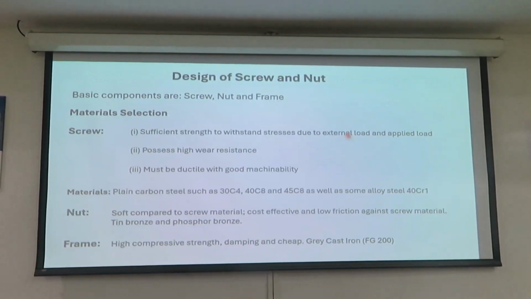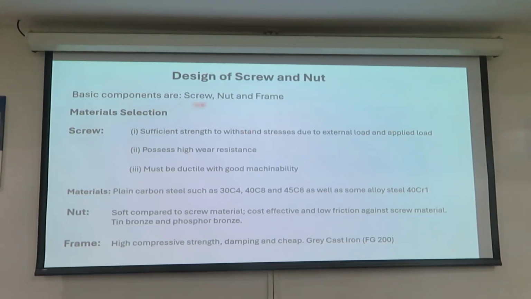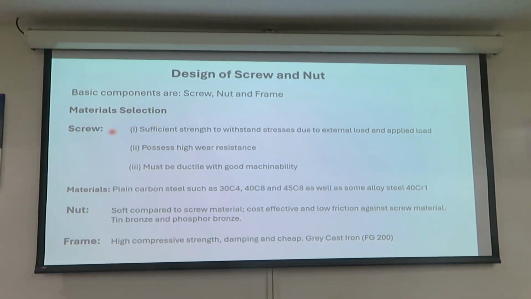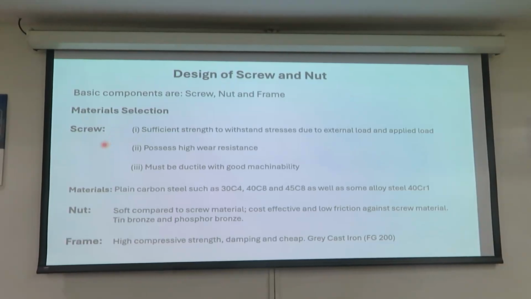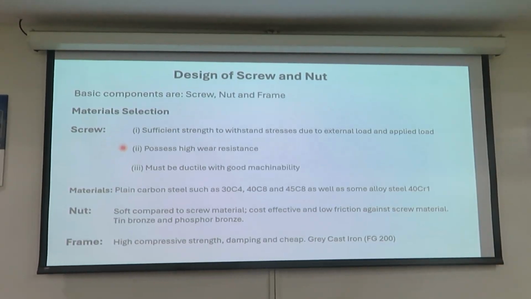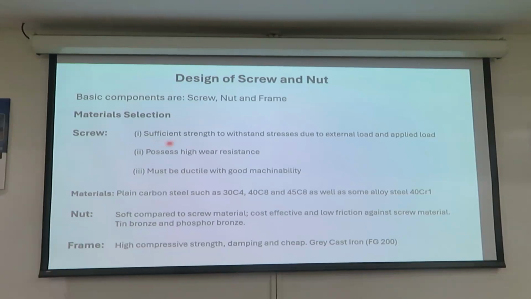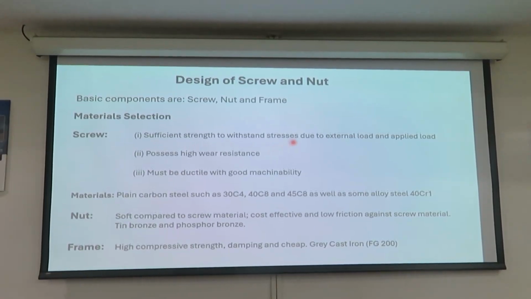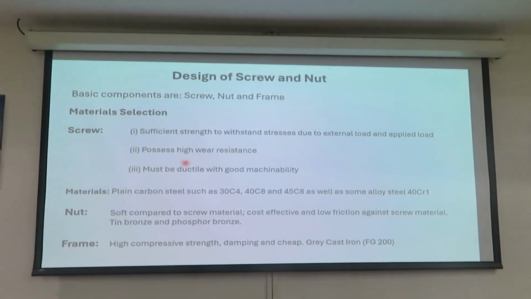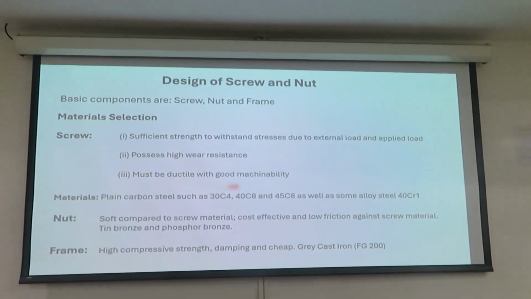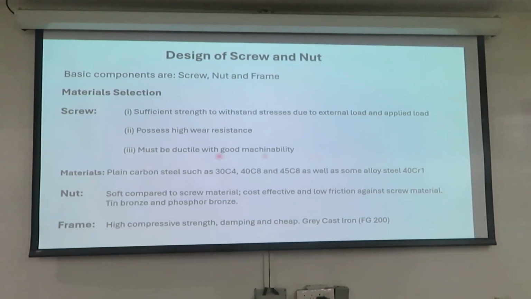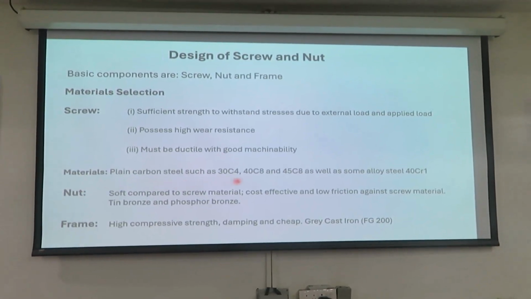Now the design of a screw and nut. So basic components are screw, nut, and the frame. So material selection is the first thing we do once we decide to make something. The screw needs sufficient strength to withstand stresses due to external load and applied load, possess high wear resistance, and must be ductile with good machinability. So the materials are basically plain carbon steel as well as some alloy steel.